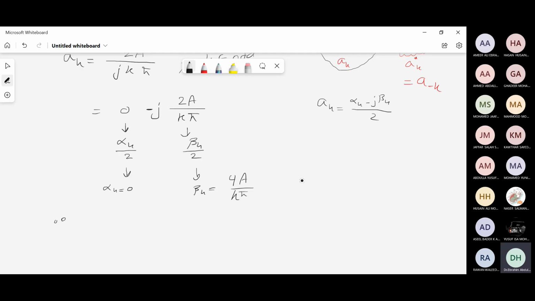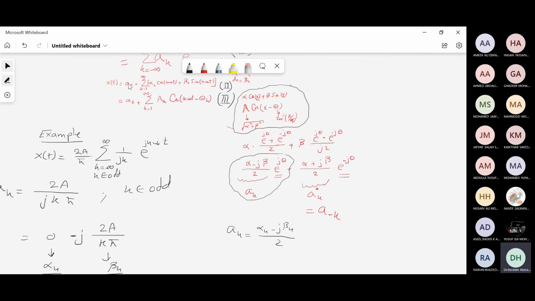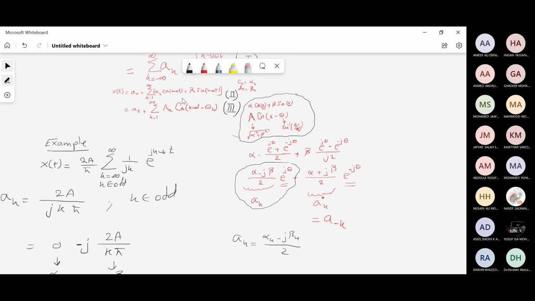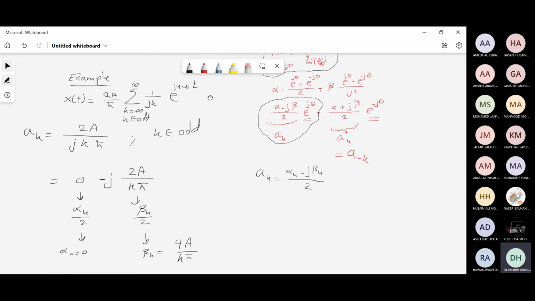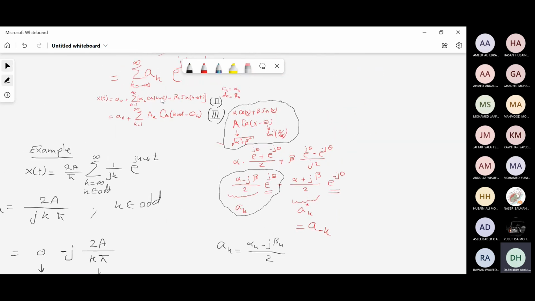So then form number 2, x of t equal to a naught. But this one is written k belongs to odd. It means that the even part equal to 0, so a naught equal to 0. Alpha equal to 0, so then we don't have this part as well. So only we have beta multiplied by sine k omega naught t.